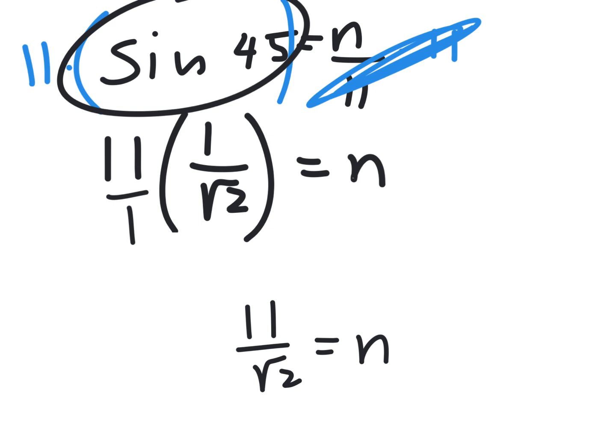What will some smart kids do? Rationalize. Do you have to? No. But you can. And then it'd be 11 root 2 over 2. But if you left it as this, I'm okay with that.